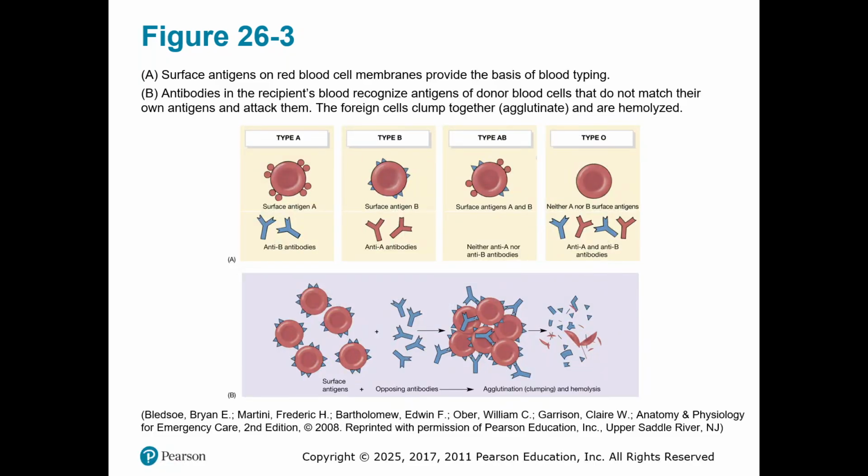All right, so type A, type B, type AB, and type O. Type A has a surface antigen, a red colored circle attached to the surface. It has anti-B antibodies, a Y-shaped blue in color, like that right there. And if you look at type B, it has a surface antigen, B, the blue colored triangles attached to the surface.